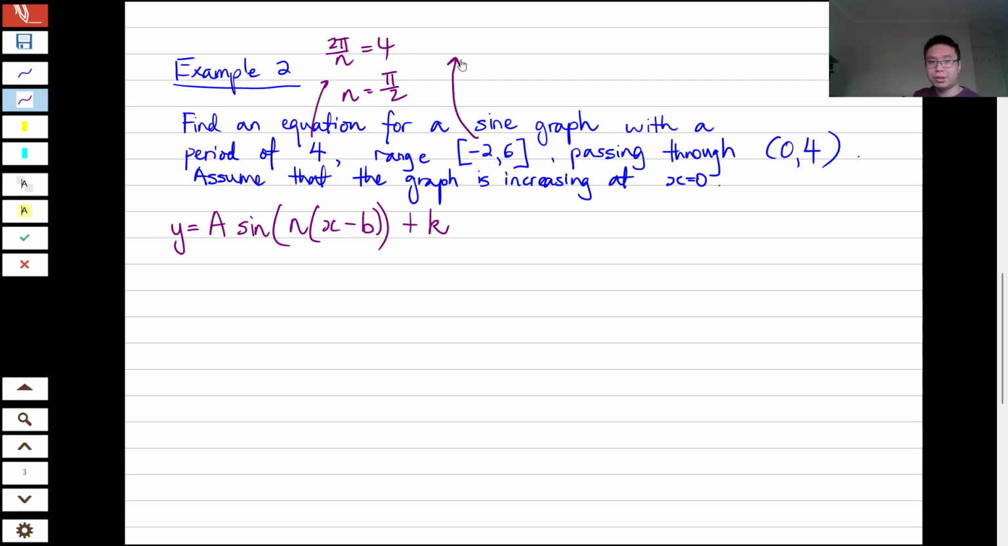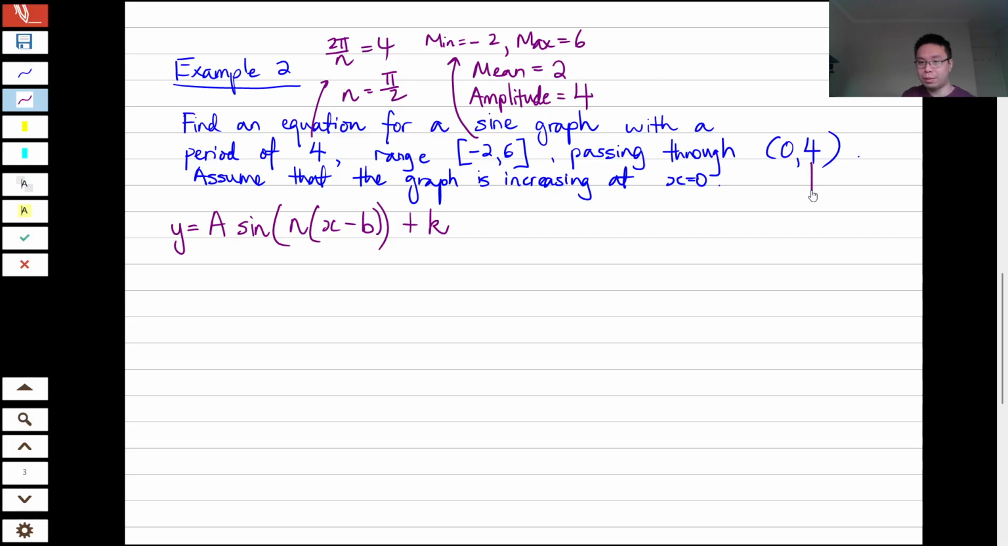The range tells me that the minimum is negative 2 and the maximum is 6. Sorry, that should be negative 2, not positive 2, so I'll just change that. The mean is halfway between negative 2 and positive 6, which is positive 2, and the amplitude is half the difference between the maximum and the minimum. 6 minus negative 2 is positive 8, and half of positive 8 is positive 4. You can also think of the amplitude as the difference between the maximum and the mean, or the mean and the minimum.